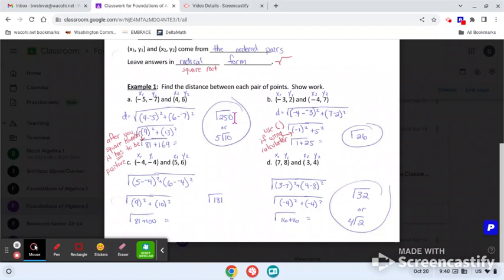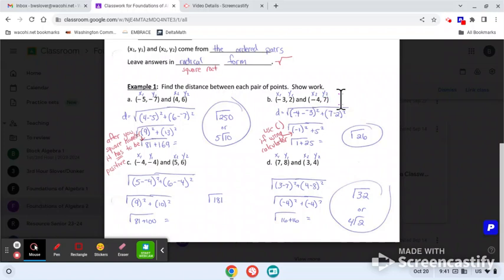Now, we haven't really talked about rationalizing root 250. So if you leave it as root 250, that's fine. Or if you change it to 5 root 10, also fine. Other classes may have you do something else. For purposes of my class, that's all I'm asking for is the square root of 250.